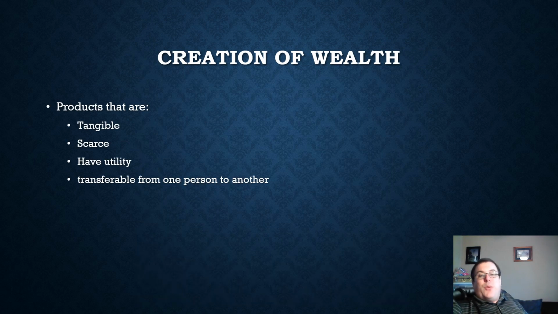And from there, we have what's called the creation of wealth. Wealth is not the dollars that you have in your bank account. That's not wealth. Think of it as the potential of wealth. Wealth are things that are tangible, things that are scarce, things that are useful, things that could be transferred from one person to another. So yes, you can hold a dollar bill. Yes, they can be scarce. Yes, they can have utility. They can be useful. And yes, you can give $20 from one person to another.